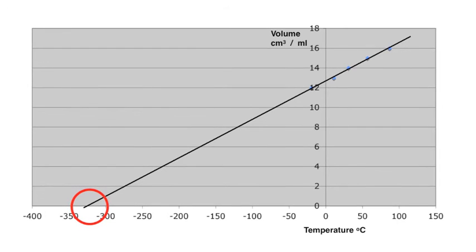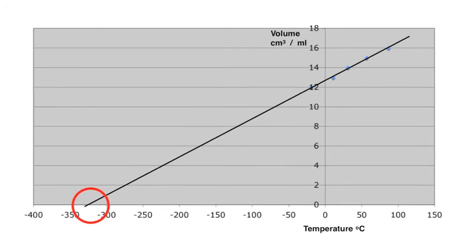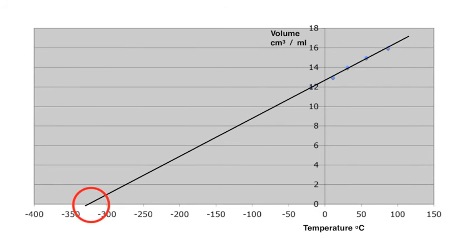The value of absolute zero that we have estimated here is significantly different from the normally accepted value of minus 273 Celsius. But this was only intended to be a rough and ready demonstration. In particular, the friction on the sides of the piston was substantial.